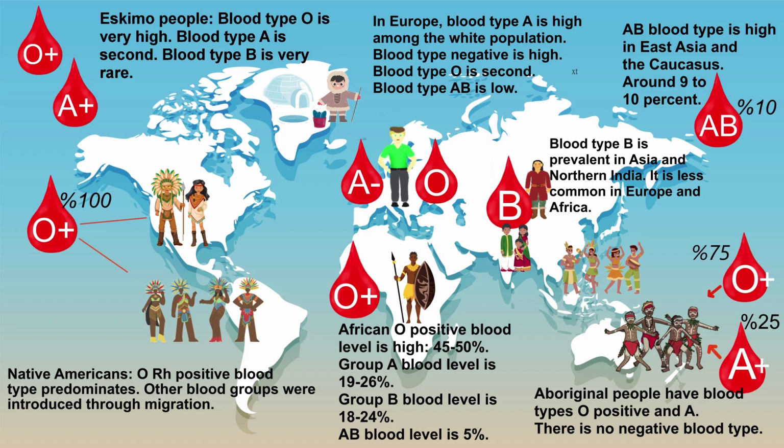Blood type B is very common in Asia, especially in North India, while it is rare in Europe and Africa. It is virtually non-existent among Native Americans and most Australian Aboriginal groups.